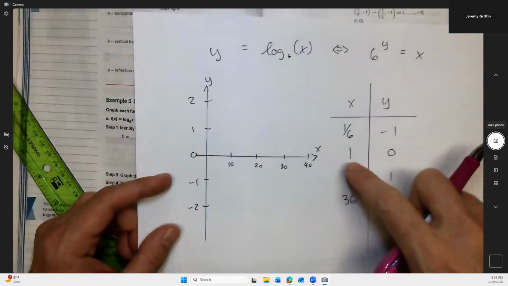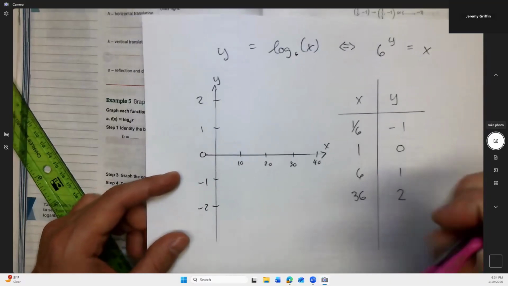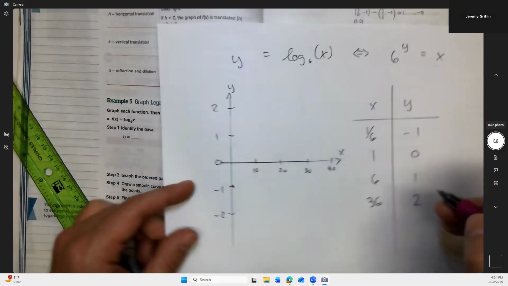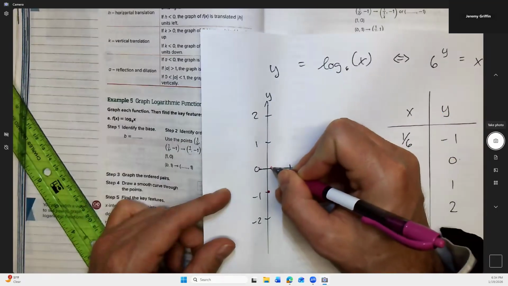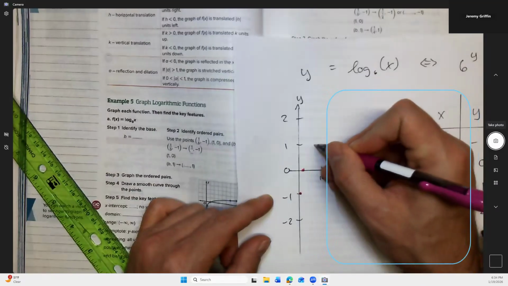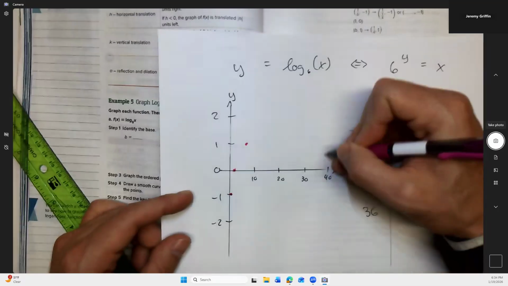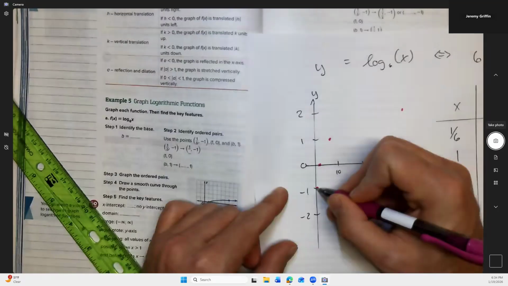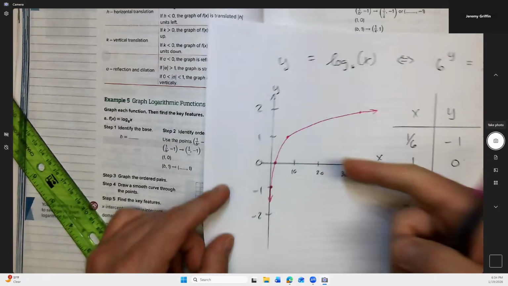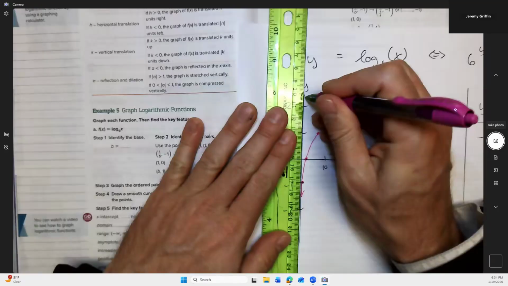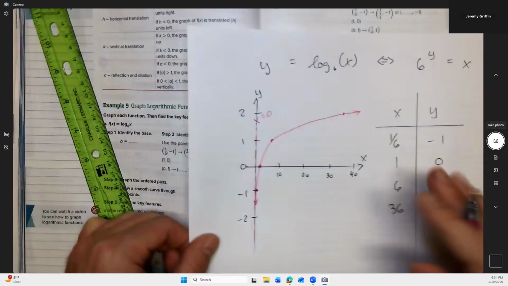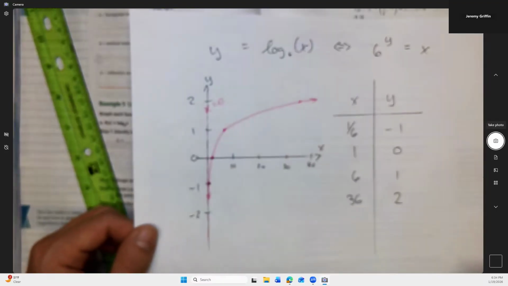So yeah, I think this will be able to handle everything here. So let's plot these points. When x is 1/6, y is -1. That's about right there. Boink. When x is 1, y is 0. It's pretty close to right there. Boink. When x is 6, y is 1. That's about right there. Boink. 36, 2. Let's write it right here. Boink. Yep, that's that classic hook shape right there. And there's a vertical asymptote on the y-axis. And the equation, of course, for that would be x is equal to 0. That's the vertical asymptote. All right, there we go.